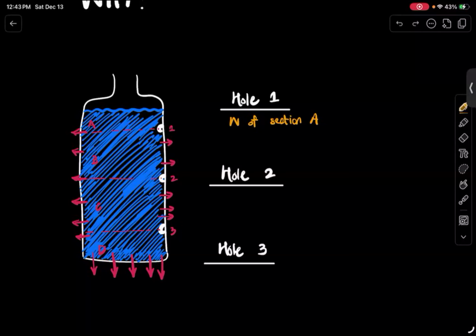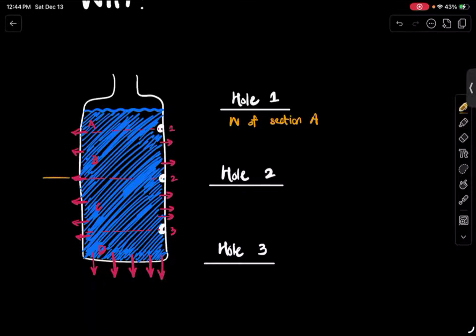But in hole 2, you don't just have the weight of section A, which is pushing you down. You have the weight of section B, which is pushing you down as well, right? So that means that these molecules are going to get a greater outwards push, right?